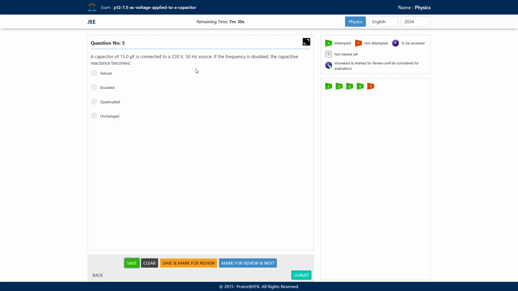So if frequency is doubled, capacitive reactance XC is equal to 1 by omega C, that is 1 by 2 pi nu C. If nu is doubled, what is the effect on XC? XC is inversely proportional to frequency. If frequency is doubled, capacitive reactance will become halved, doubled, quadrupled, or unchanged.